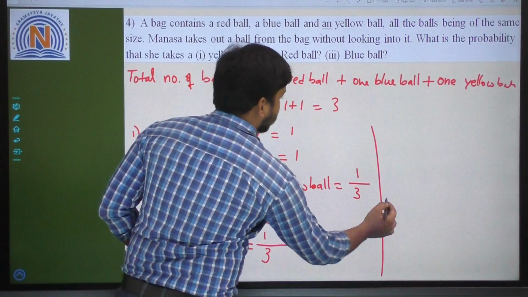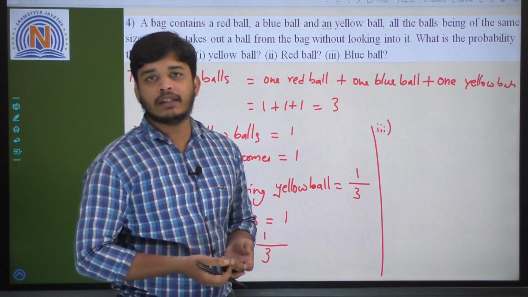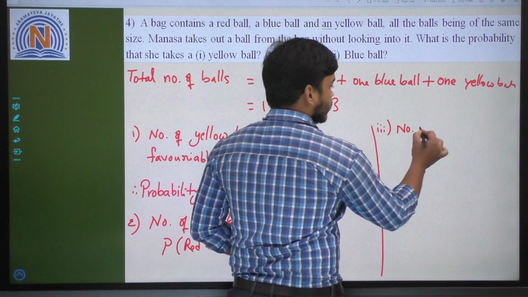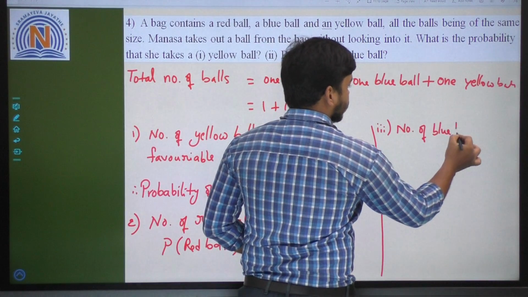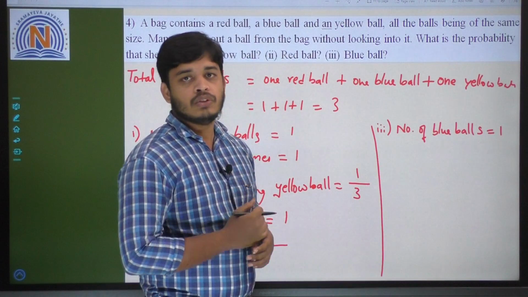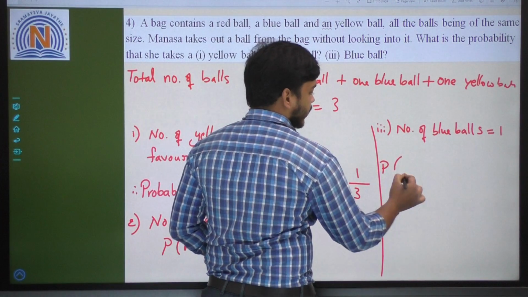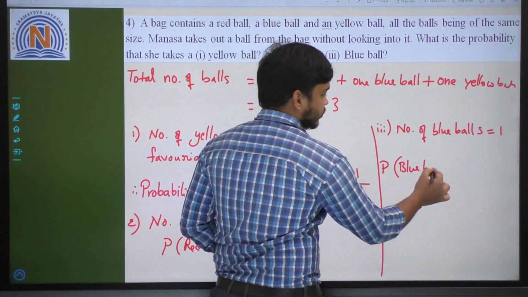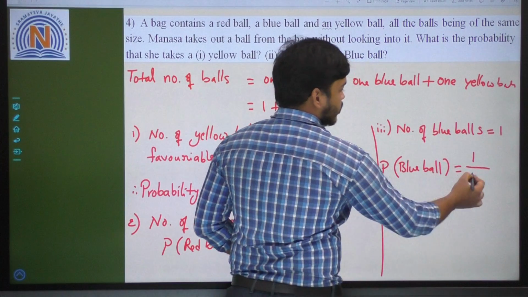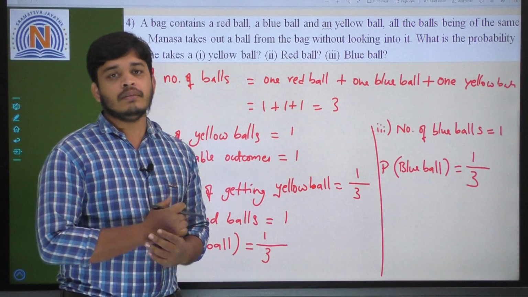Now coming to a third one. Blue ball. Here also how many blue balls are there? Only one ball is there. So here also favorable outcome is 1. So probability of getting a blue ball, which is equals to favorable outcomes is 1 and possible outcomes is 3. So 1 by 3 is the probability of getting a blue ball.